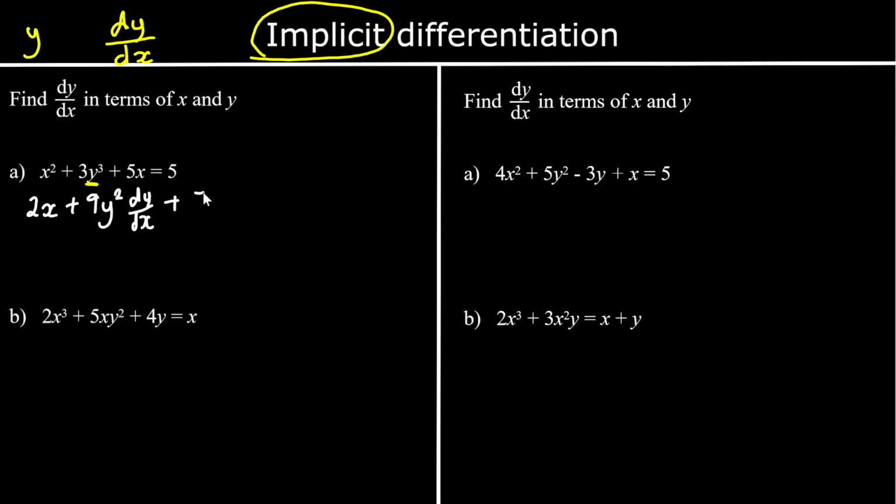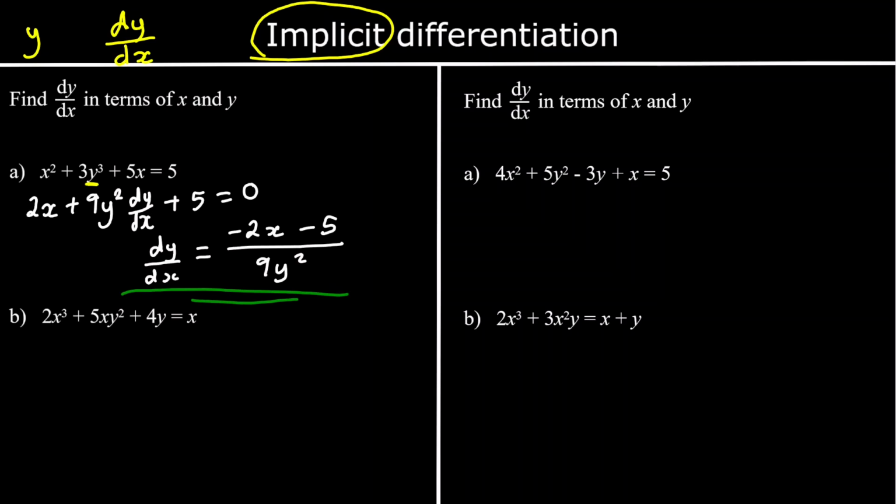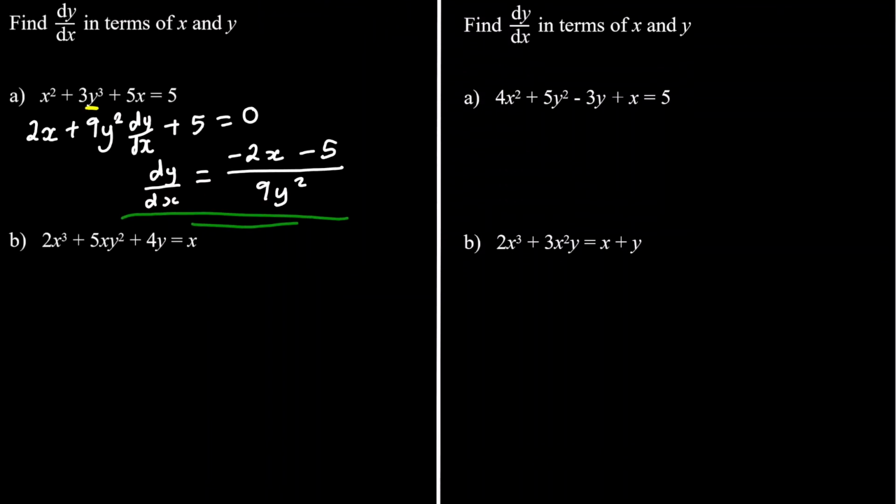5x differentiates to give 5, and the 5 has no gradient. That's 0. So we want dy dx in terms of x and y. So we want dy dx to be the subject. So take 2x away from both sides, take 5 away from both sides, and divide by 9y squared. So that is our dy dx. Another one. This time we've got a product rule within the question.